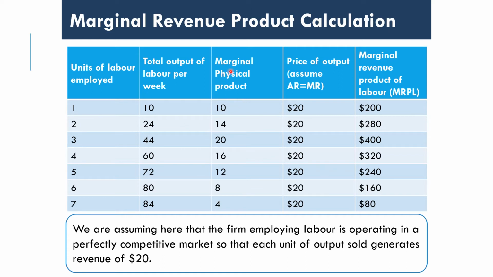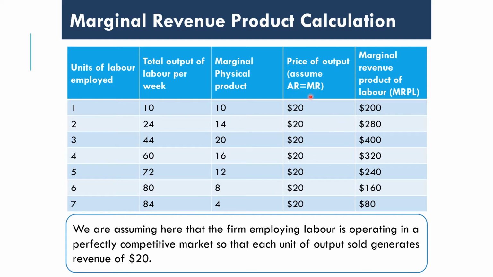Here we can see the marginal physical product. What is the additional output that each worker brings? Well, by adding 1 worker, we get an extra 10. By adding the second worker, we go from 10 to 24, so we add 14. By adding the third worker, we now add 20 units, 24 to 44. So we can see increasing returns here. By the time we get down to this level here, we can see that returns from the extra workers are starting to decrease.